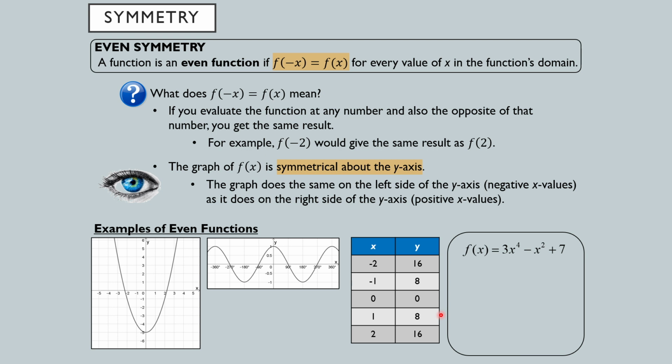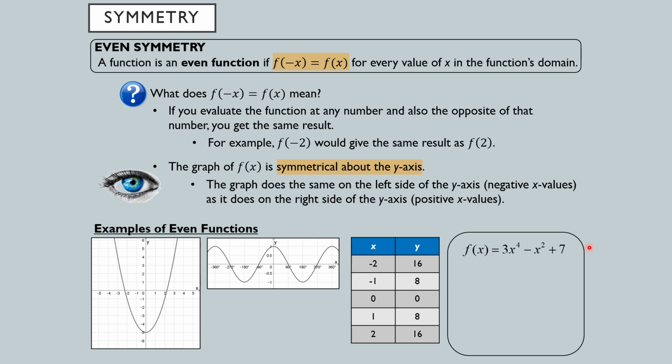Now, you might not know what the graph of f of x equals 3x to the power 4 minus x squared plus 7 looks like, but you do not need to know in order to determine if it is an even function. All we have to do is say, what happens if we sub in some value and also sub in the opposite of that value? Do we get the same result? Now, of course, you could do that for some number. You could substitute both, say, 5 and -5 into this function and see what you get.